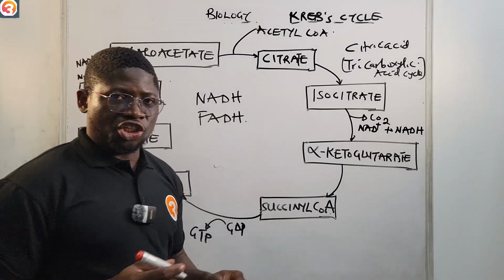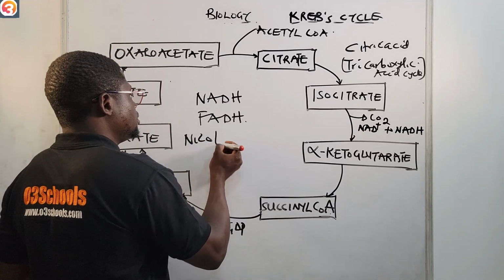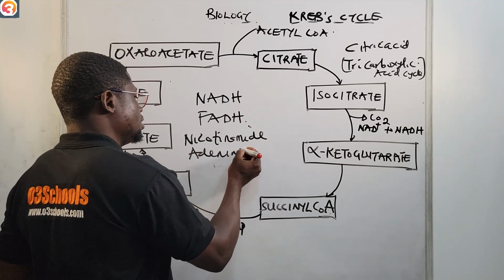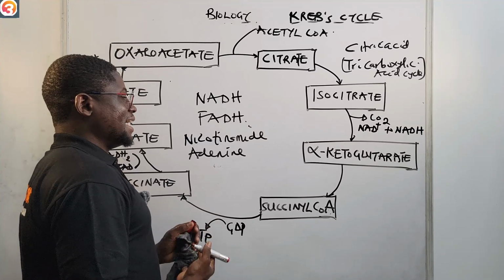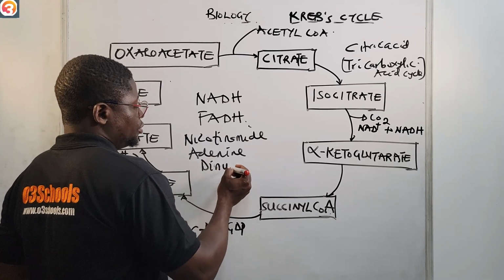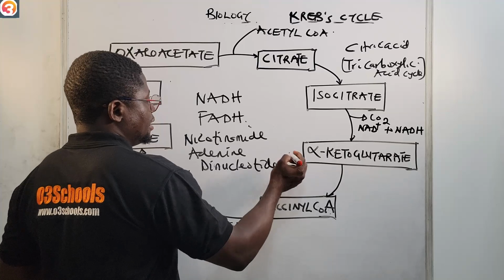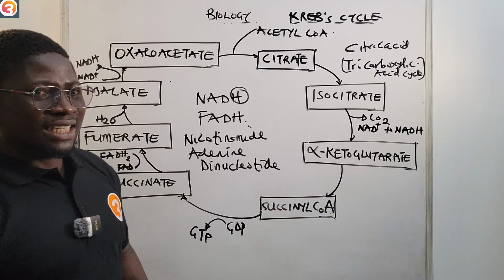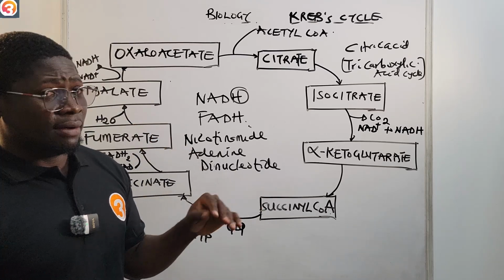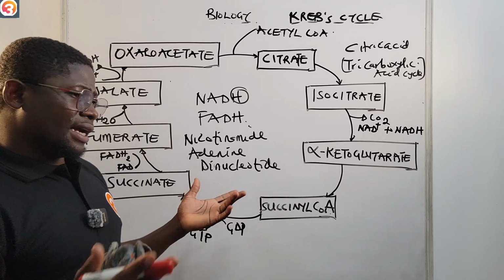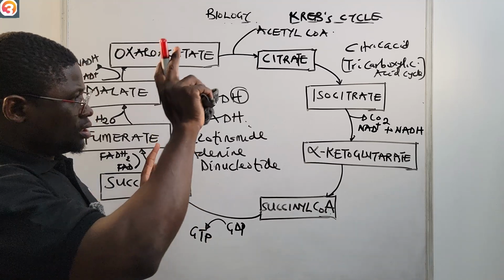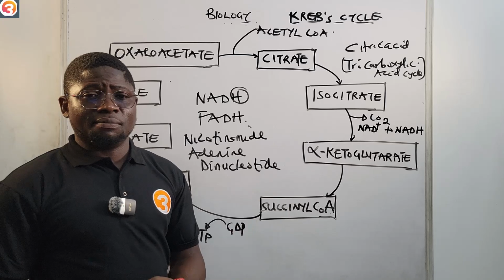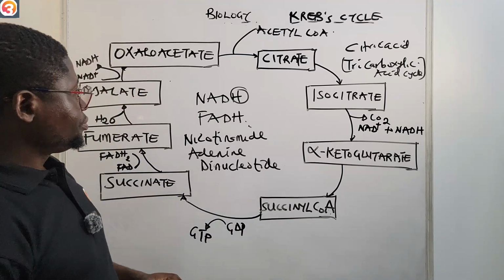This NADH is called nicotinamide adenine dinucleotide. If you see this H here, it means it is the reduced form. So it's nicotinamide adenine dinucleotide. Mind you, there are a lot of things I will not talk about, because they are above the scope of this class. Don't mind the diagram. We just want to use it to give you an idea of what's happening in the Krebs cycle.